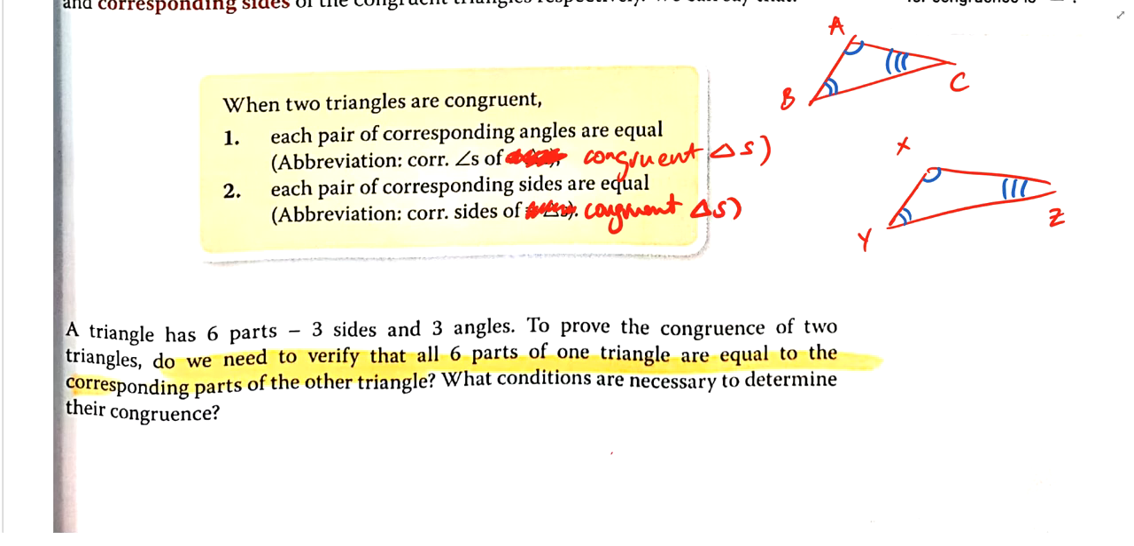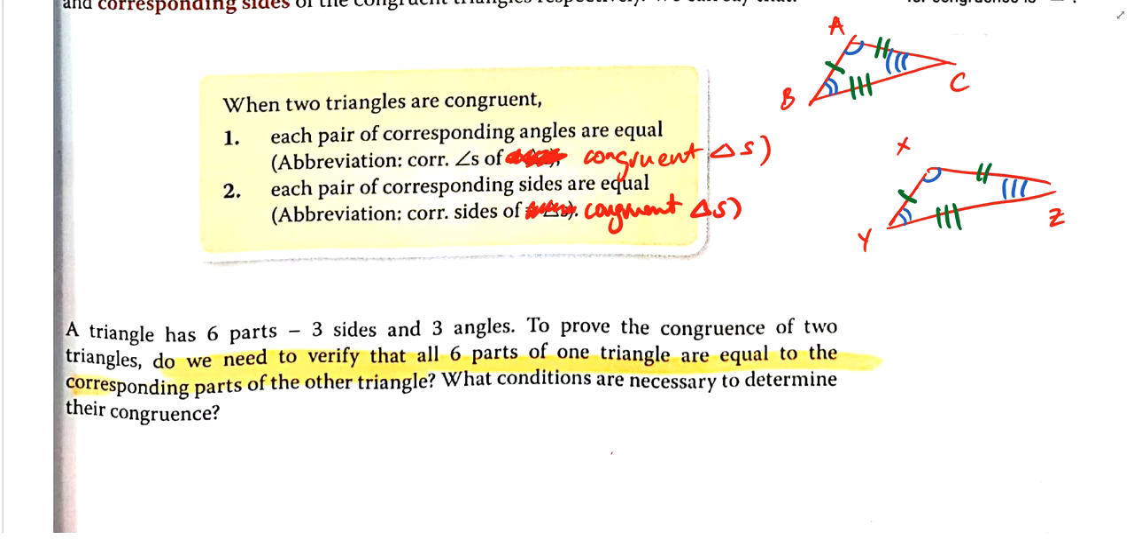So what this means is that this line over here, AB, has a corresponding side, which is XY, and they have the same length. AC, XZ, they are corresponding sides, they have the same length, and obviously BC and YZ, they are corresponding sides, they have the same length. These are congruent triangles. Triangles, as we can see, have 6 parts. They have 3 sides and 3 angles.